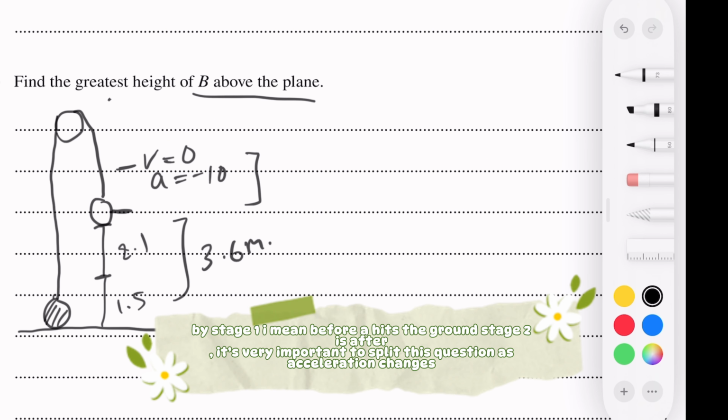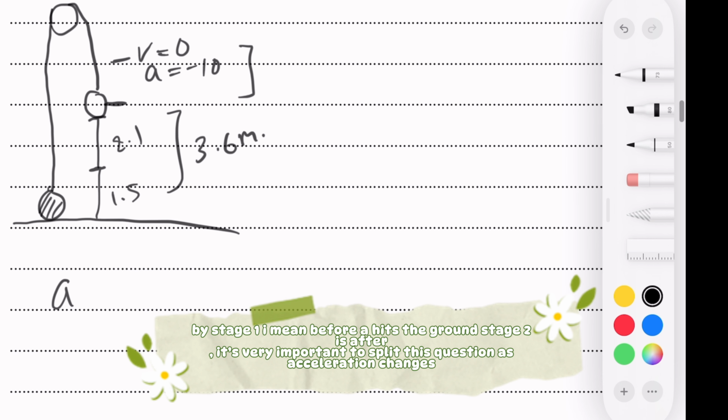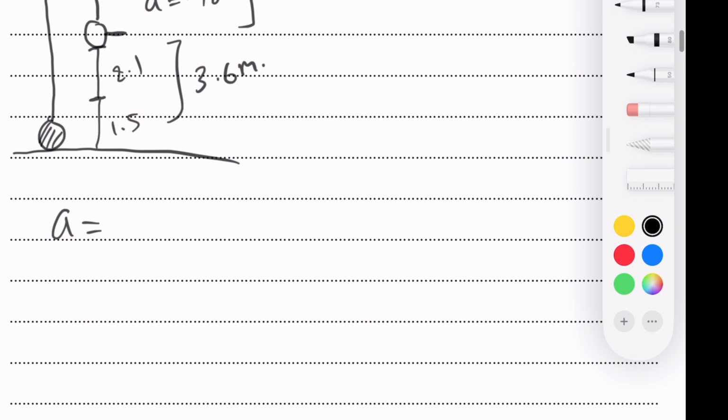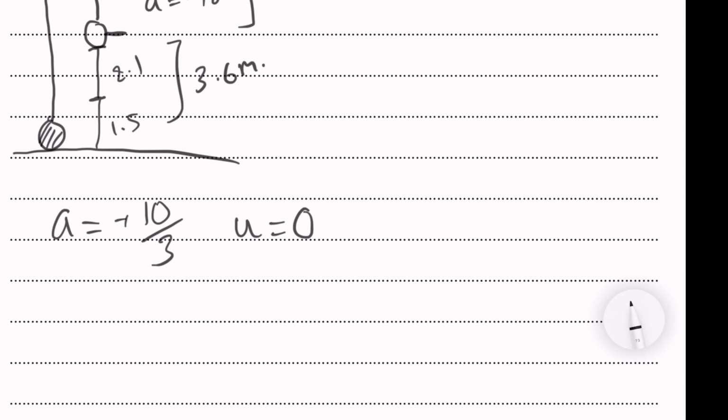And so we can find that pretty simply using the acceleration of the first stage and the displacement of the first stage. I think we also have the initial velocity of the first stage because it starts from rest. So I already have the acceleration, positive 10 over 3 meters per second squared, and the initial velocity, since it started from rest, and I also know that it rises a distance of 2.1 meters. I can pretty easily find the final velocity of stage 1, which is going to be exactly the initial velocity of stage 2 and hence help me find the displacement.